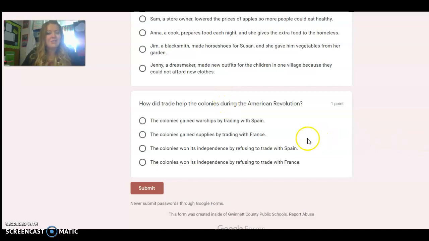And then our last question today. How did trade help the colonies during the American Revolution? A. The colonies gained warships by trading with Spain. B. The colonies gained supplies by trading with France. C. The colonies won their independence by refusing to trade with Spain. Or D. The colonies won their independence by refusing to trade with France.